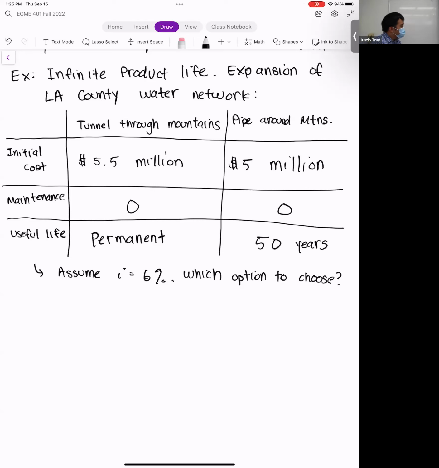All right. If you take a step back from this problem, or maybe you don't even have to, you might think that it's obvious we should pick the one that's permanent, because we pay a little bit more, but then we just don't have to worry about it ever. And the other one we have to replace every 50 years. But what makes this problem complicated is the $500,000 that you save by going with the pipe.